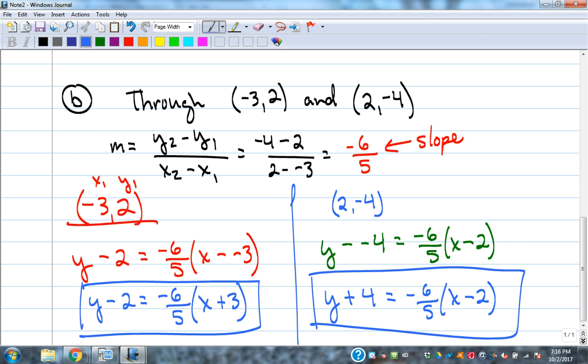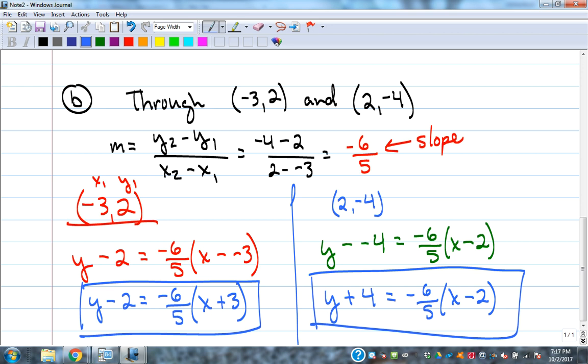Now, when we get to slope-intercept form, it doesn't matter which ordered pair you use, you'll get the same answer no matter what. Okay? But with point slope form, if I ask for it, I'm going to tell you which ordered pair to use. Because that way we don't have two different choices that could be correct.